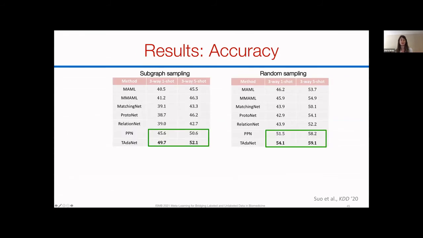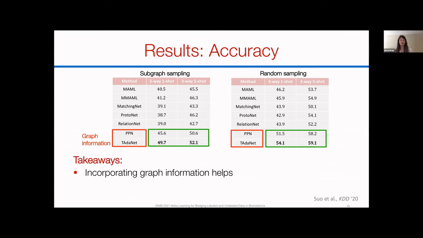So let's now look at the results for the three-way one-shot task and the three-way five-shot task. Just as a reminder, three-way means we are sampling 3 classes. One-shot means 1 support example per class, meaning 1 labeled example per class, and five-shot means 5 labeled examples per class. So the first observation is that PPN and TADA-Net that leverage graph information significantly improve performance over the non-graph baselines. And this is very encouraging. This improvement is larger in the one-shot learning setting, which is intuitively expected because in the one-shot task, we have less information, so background knowledge will have a higher effect.